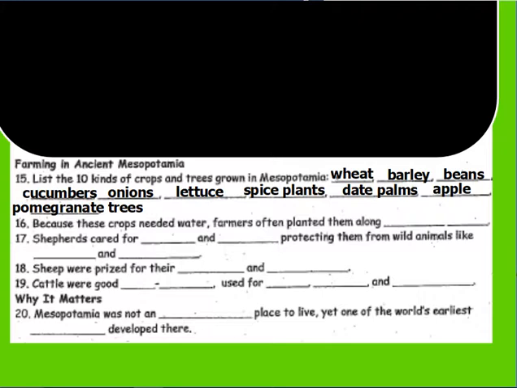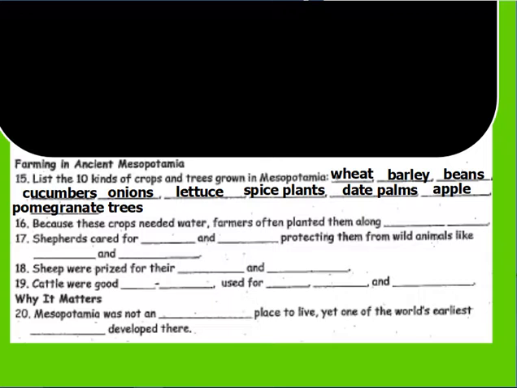Okay? Some of those things you may have eaten, some of them you may be wondering about. Like, what's a spice plant? What's a date palm? What's a pomegranate? Some people may know because you've eaten that before. Some people, it may be something that you try one day. Some of you may like cucumbers, some of you may not. Some of you may like onions, some of you may not. Wheat and barley, those are used in breads. I think you know what beans are. So these are some of the crops and some of the trees that were growing in ancient Mesopotamia.